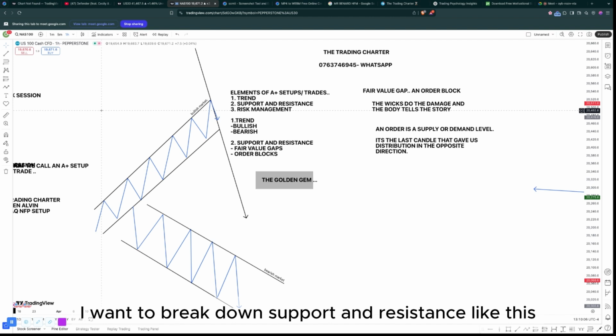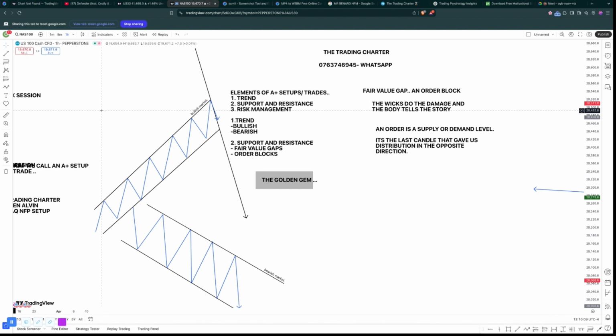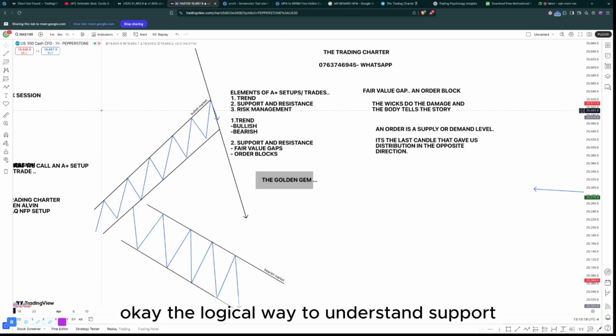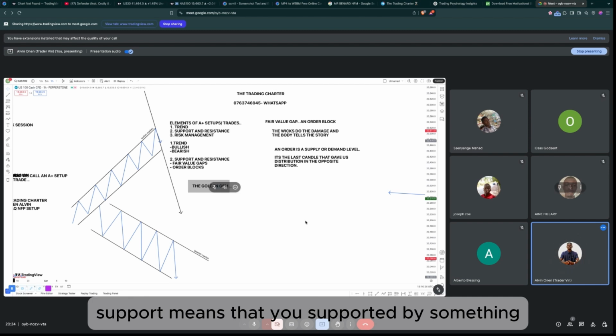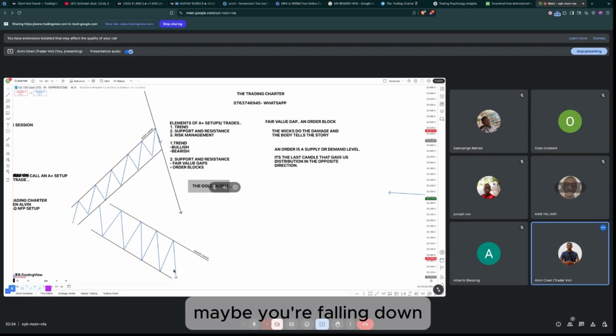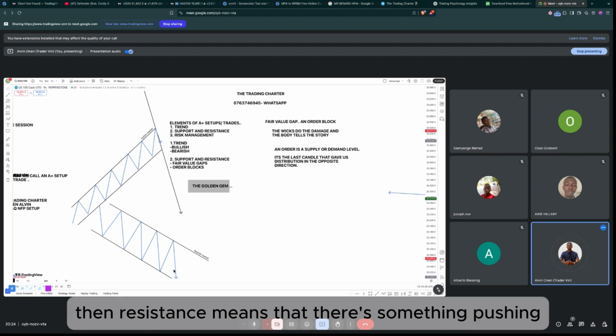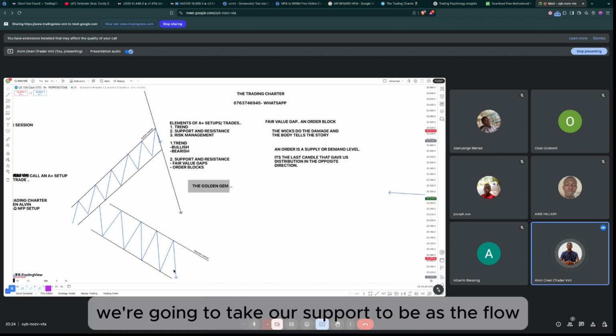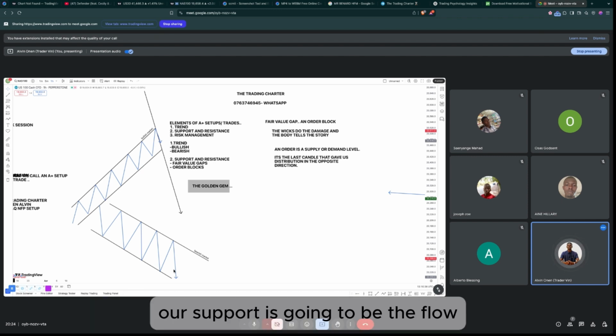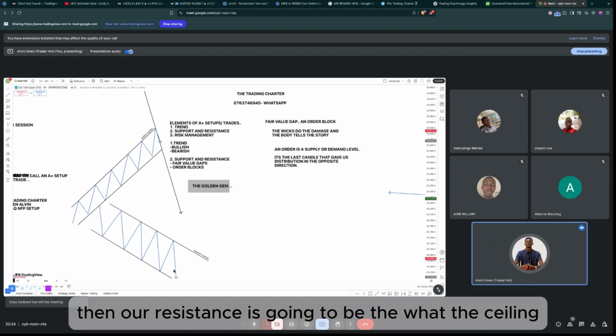I want to break down support and resistance like this. The logical way to understand support and resistance is this, right? Support means that you're supported by something. Maybe you're falling down, then you fall on something. Then resistance means that there's something pushing you down, right? So we are going to take our support to be the floor. Our support is going to be the floor. Then our resistance is going to be the what? The ceiling.